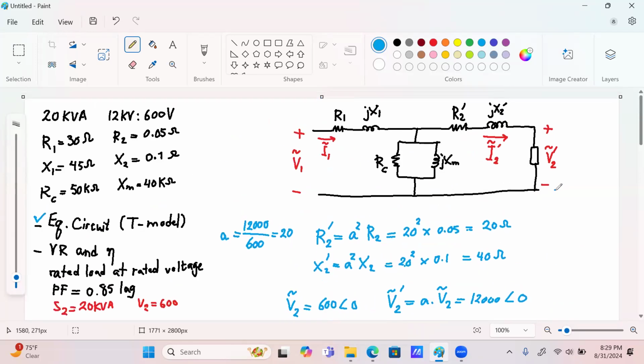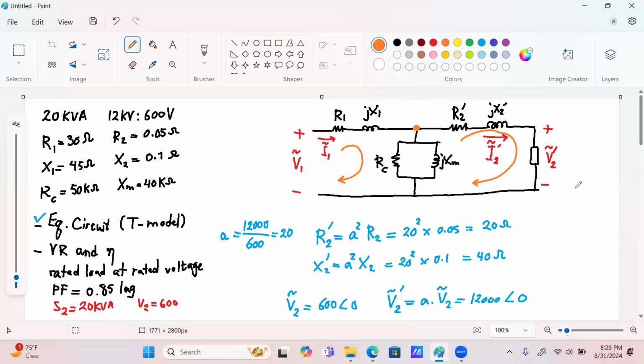Let's go back and take a look at what we have. Essentially, what we have is two loops and a node. This is one loop, this is another loop, and this is the node. I would have to write a KVL for each of the loops and then a KCL for that node. And usually for these types of transformers, we start with the side for which we have the information. In this case, we have the information for the secondary side.